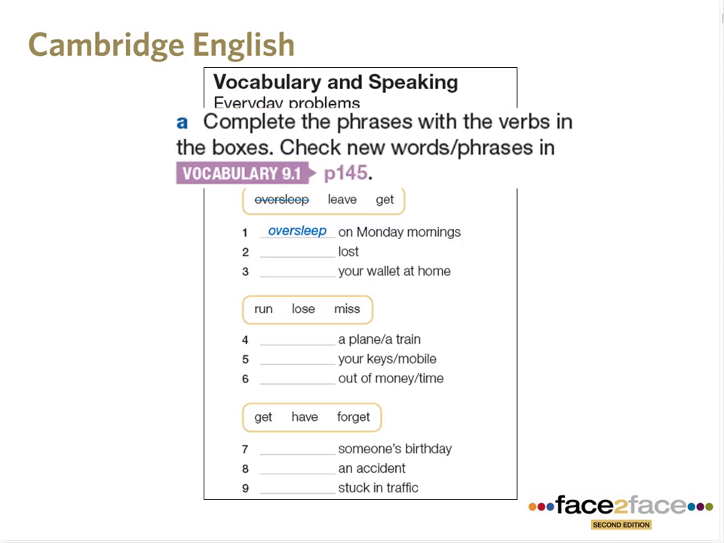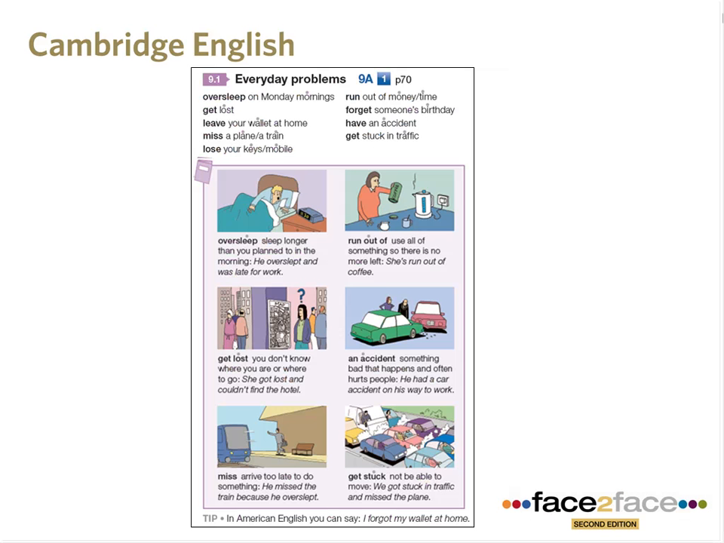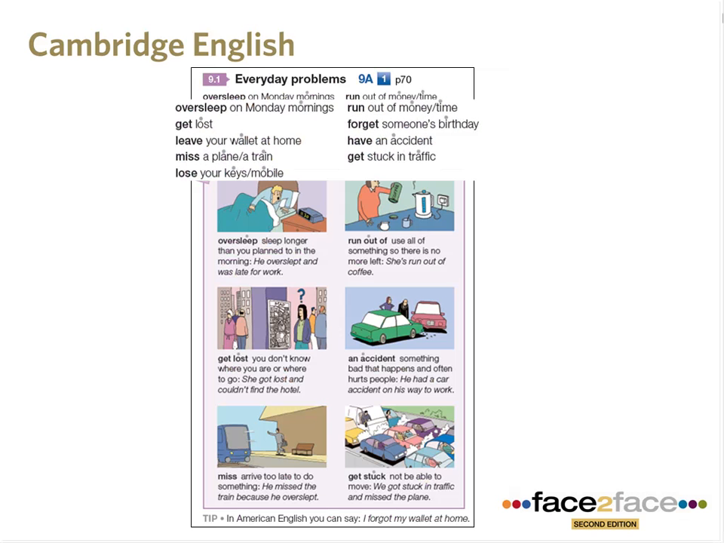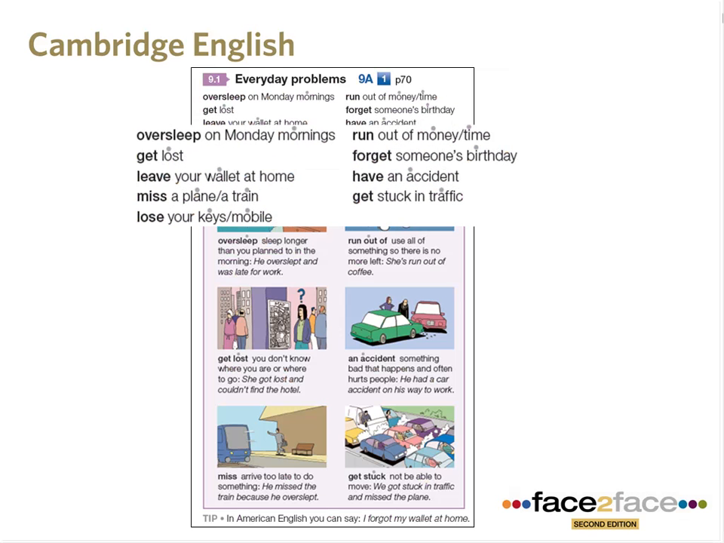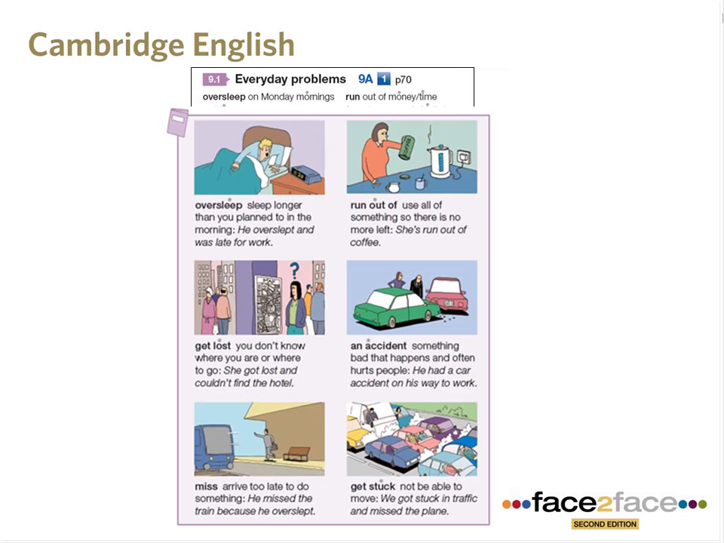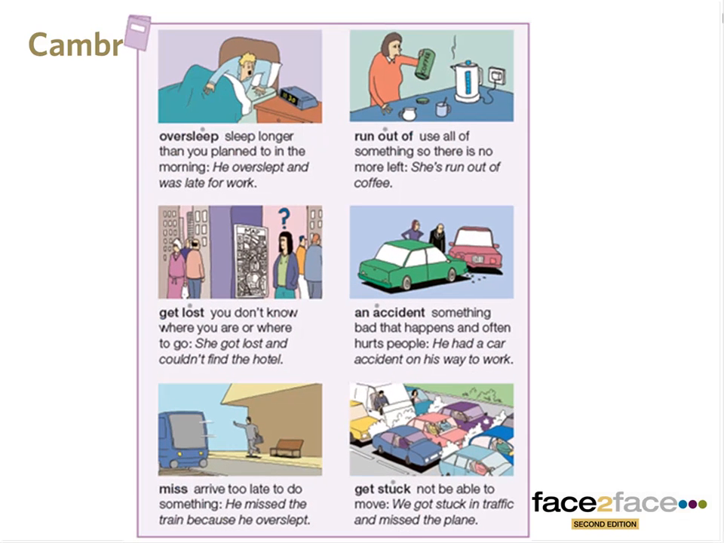As there are only 3 phrases in each group, they can probably work out most of them. Then they check them in the language summary. Here we have the collocations at the top, and then at the bottom are the words or phrases that might be new to them. Again, these have both pictures and definitions to make meaning absolutely clear.